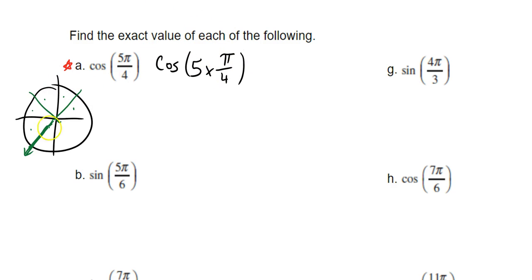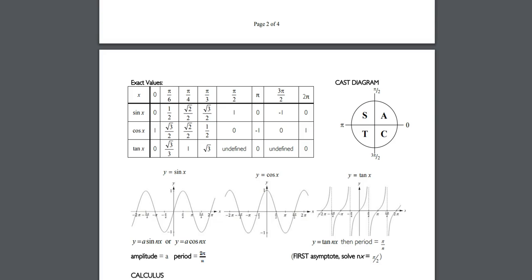So I've done my pi on 4. I've times it by 5. I'm sitting there. So I am sitting in the third quadrant where cos is negative. And then I just have to find out, well, what is cos of pi on 4? And we've got there root 2 on 2.